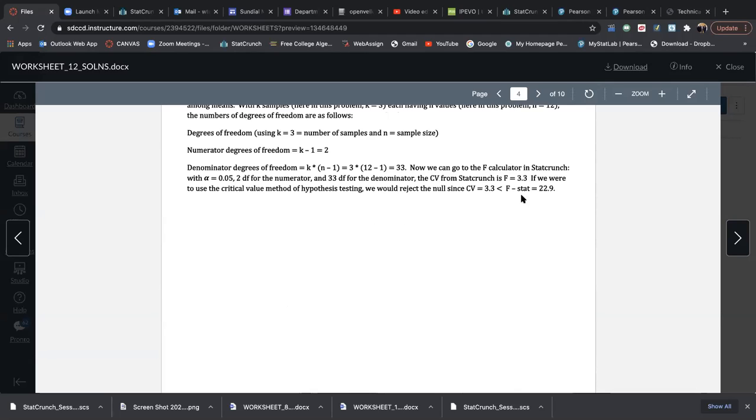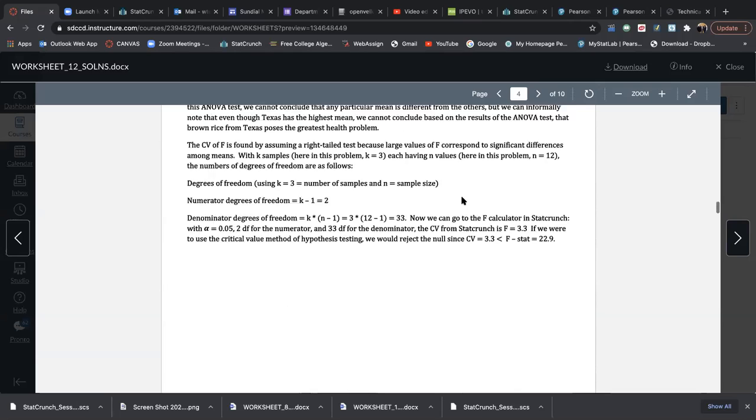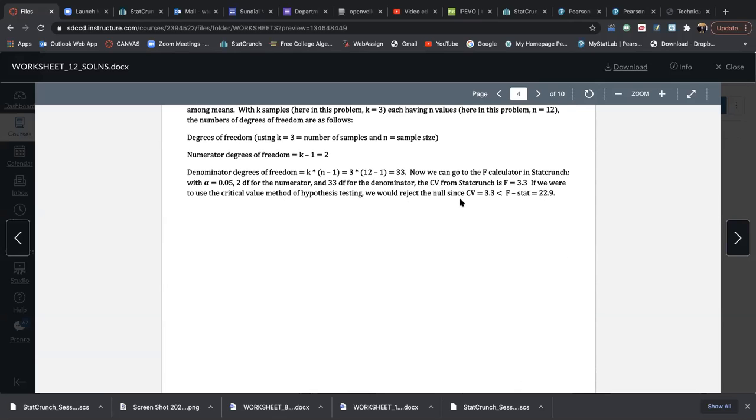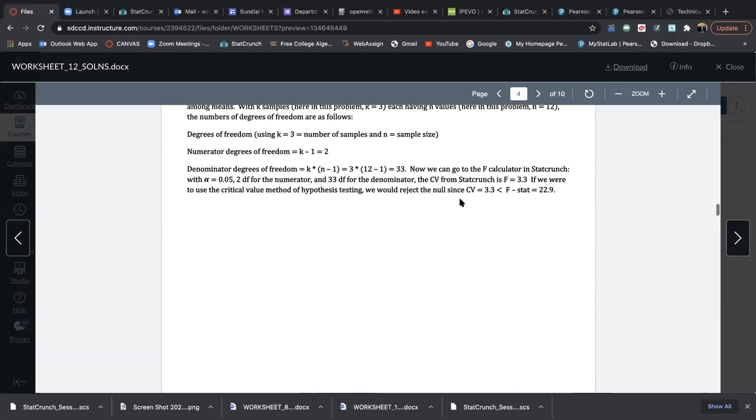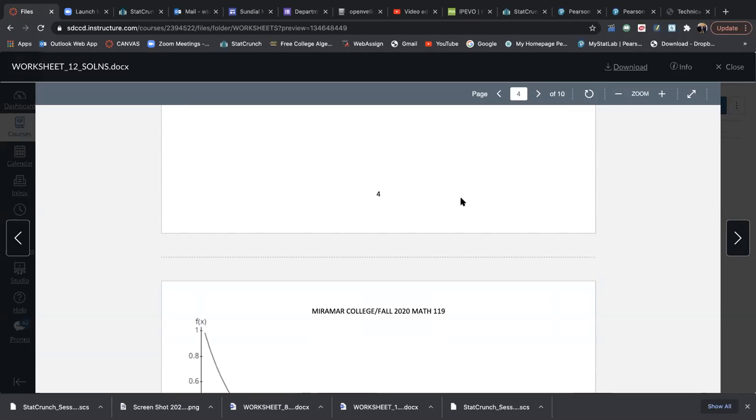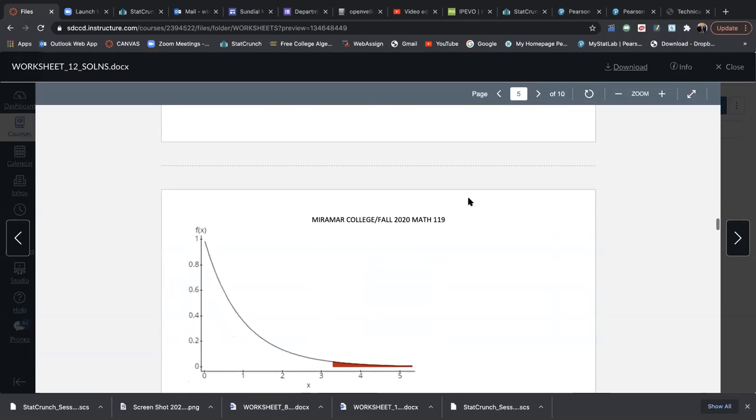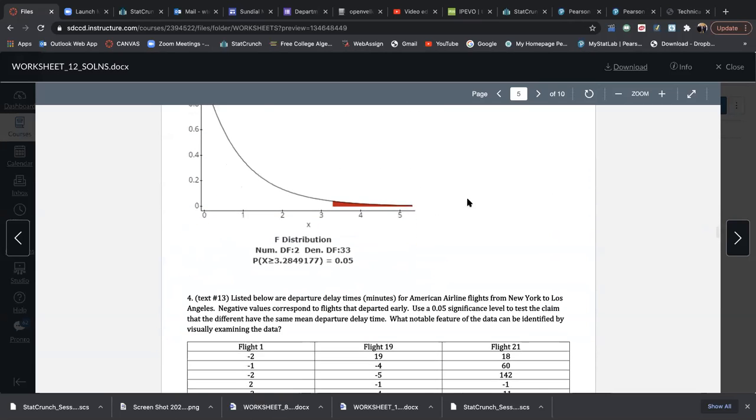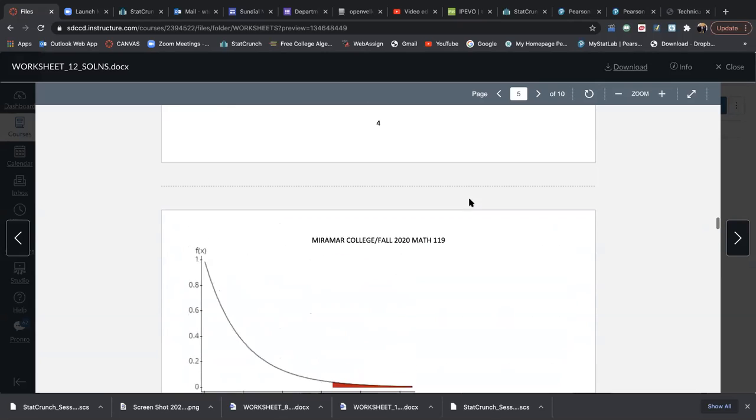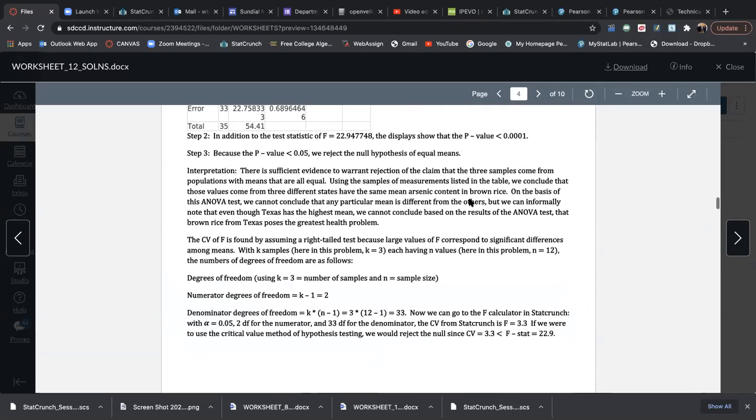Critical value is less than the F-stat. P-value was very low, close to 0. So that would lead us to reject the null hypothesis and state that at least one of the population means across the 3 states is different. Okay? Any questions about number 2?